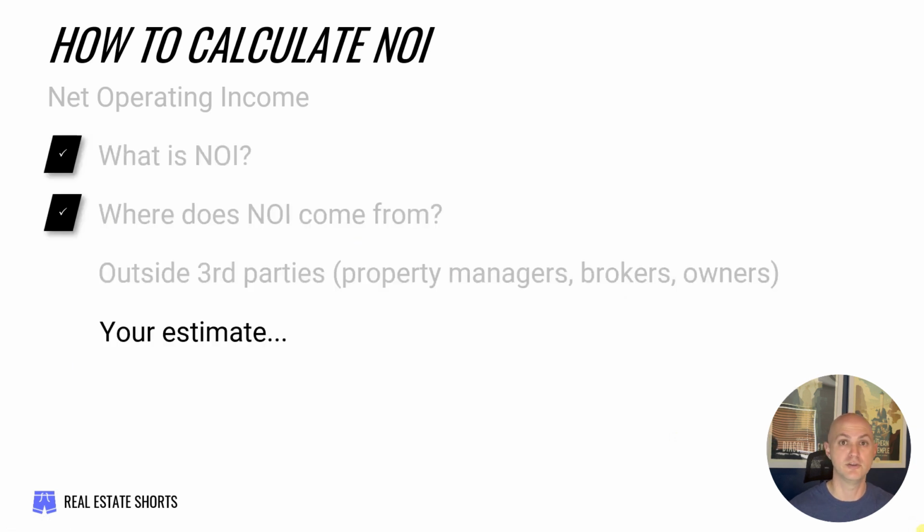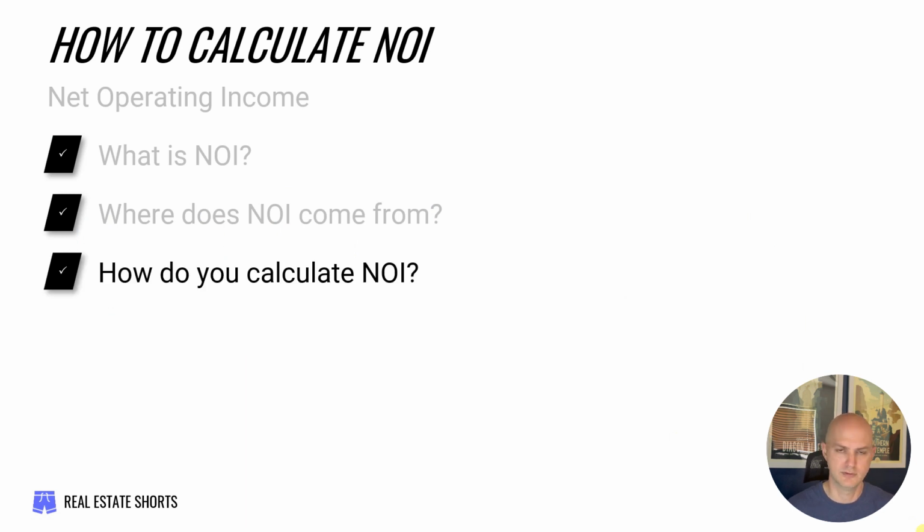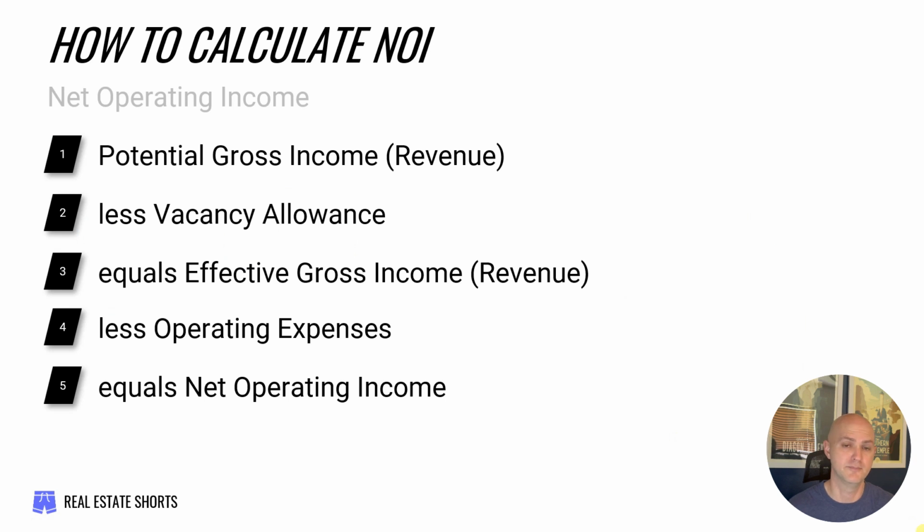Now, if that's one source, the other source is your own. You can create your own estimate of NOI. So this leads us to the point of the video, right? How do you calculate net operating income? So there's 5 main steps. We'll start off with estimating what is best case potential gross income. We'll make a deduction for vacancy. The difference between the two results in effective gross income. We'll make a deduction for operating expenses. The difference between effective gross income and operating expenses is NOI.